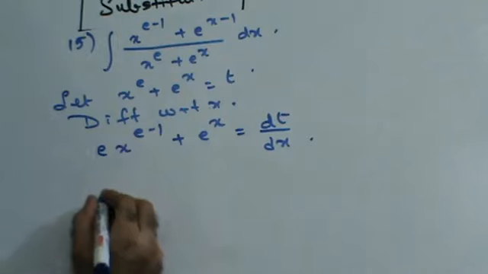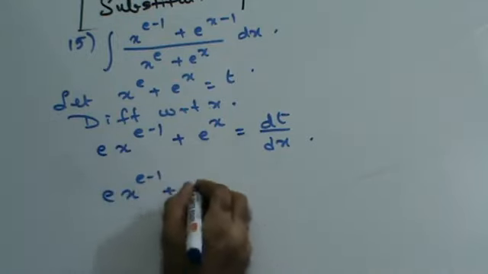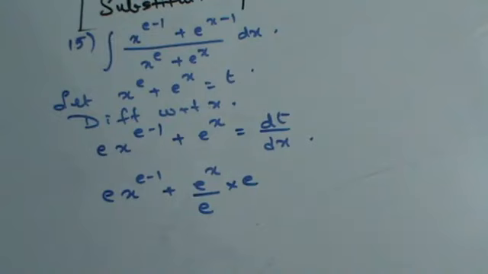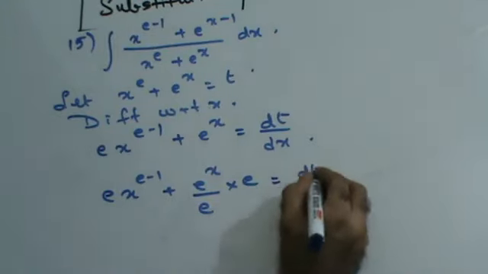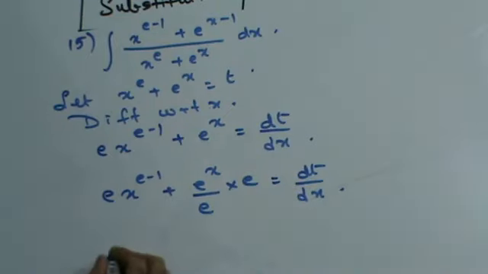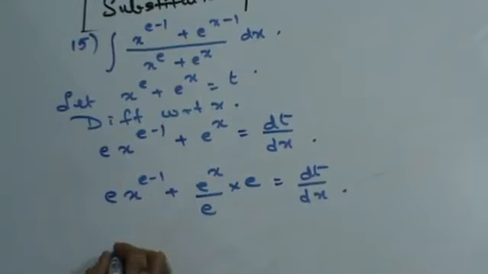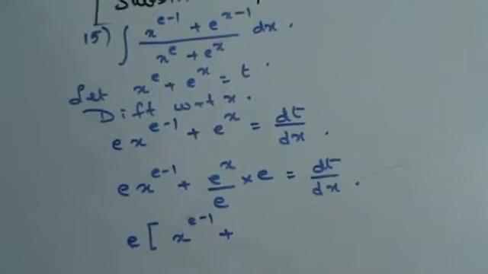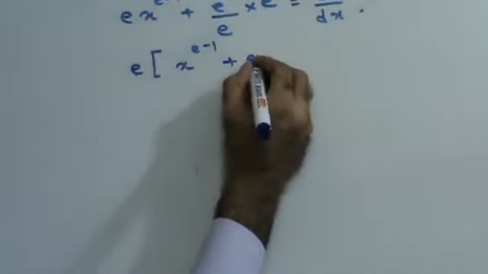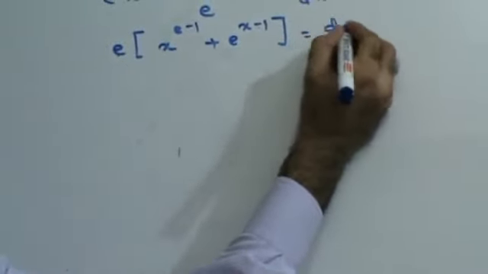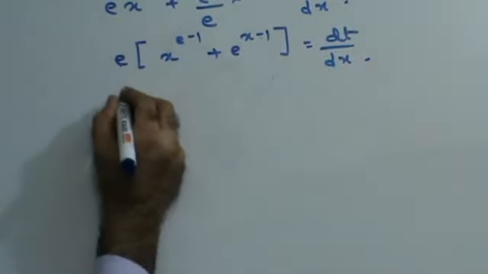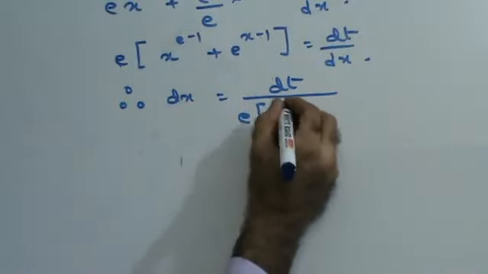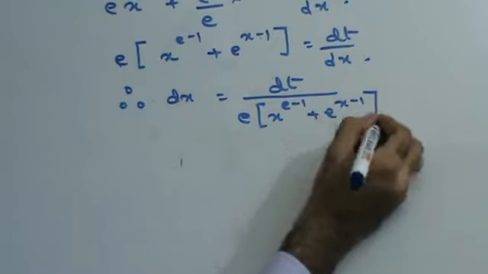Now let's observe this very carefully, guys. e x raised to e minus 1 plus e raised to x. I'm dividing by e, I'm multiplying by e. The same term I'm dividing by e, I'm multiplying by e is dt by dx. Now this can be written as, between these two terms I can take e common in the numerator. So this will be x raised to e minus 1 plus, law of indices: a raised to m upon a raised to n is a raised to m minus n, is dt by dx, right? In which case therefore I can say that dx is dt upon e x raised to e minus 1 plus e raised to x minus 1.